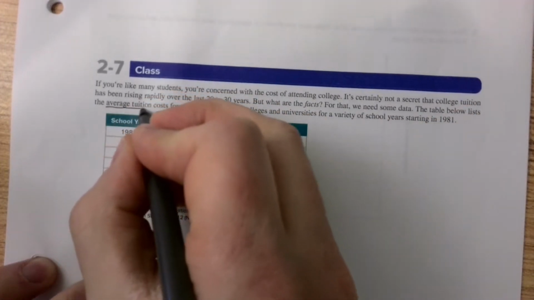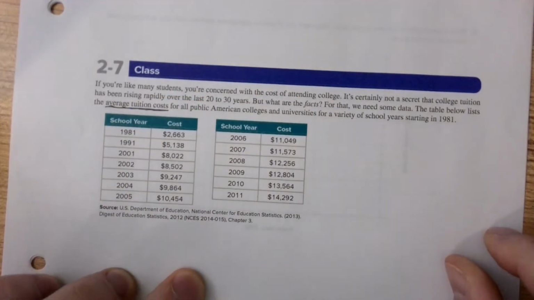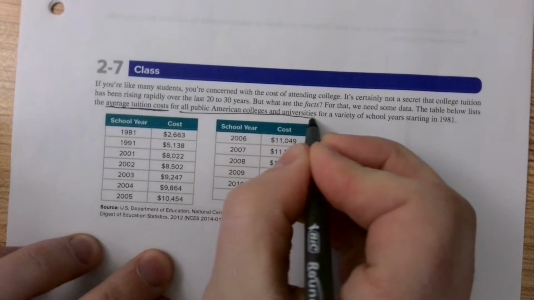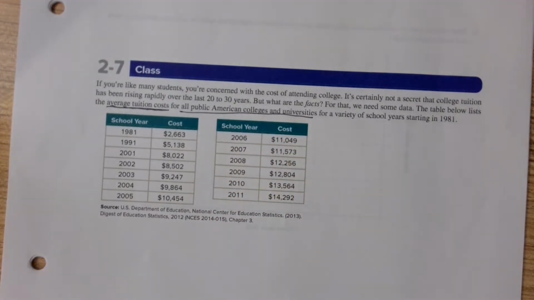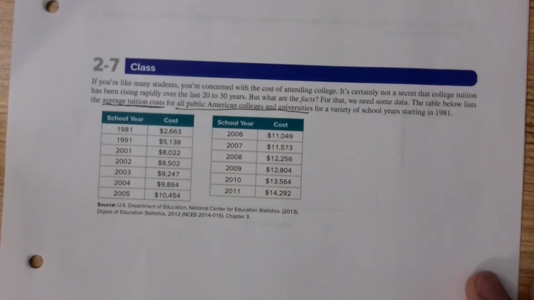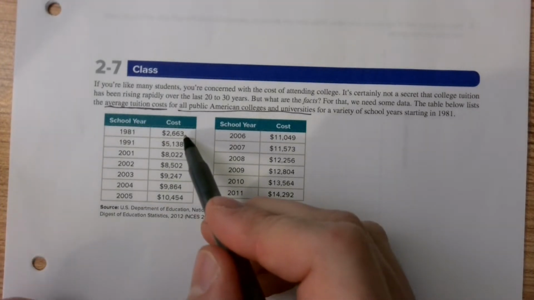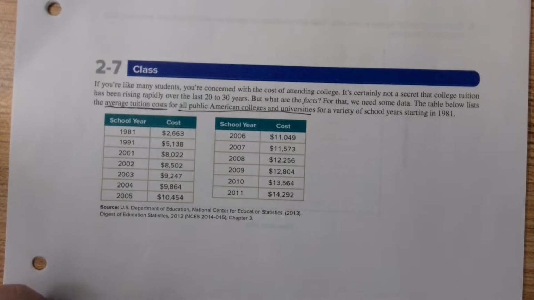First, we've got average tuition costs, meaning we added up all public American colleges and universities. That includes 2-year and 4-year institutions, public only, not private. Private is significantly more expensive. So we add them all together, divide by how many, and that's our average cost. There will be some colleges that charge more, some that charge less, etc.